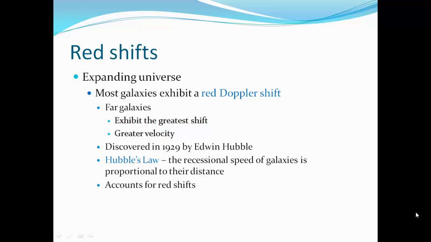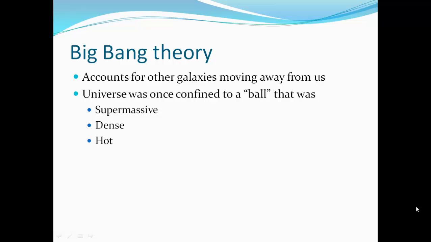Far galaxies exhibit the greatest shift with the greatest speed. This was discovered in 1929 by Edwin Hubble. Hubble's law: the recessional speed of galaxies is proportional to their distance. This accounts for the red shifts. The Big Bang Theory accounts for other galaxies moving away from us.